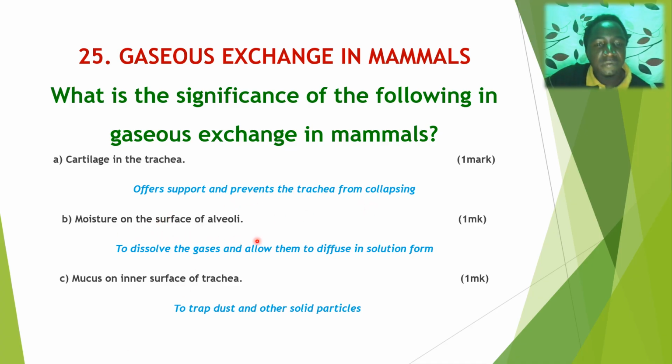What about moisture in the surface of alveoli? The moisture is there to dissolve the gases and allow them to diffuse in solution form. Like in the case of oxygen, it dissolves and then it is transported in form of solution. What about mucus in the inner surface of the trachea? Of course, the primary function of mucus in breathing is to trap dust and other solid particles. So all these features work together to make gas exchange efficient and protect the lungs from harm. Next question.